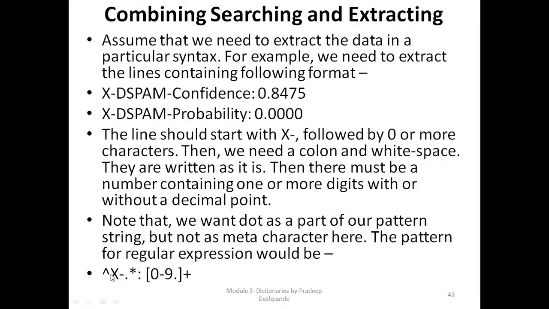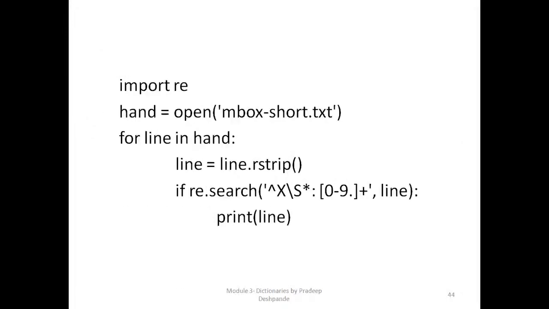A regular expression would be like: caret symbol, X hyphen, dot star any number of characters, colon, a white space, then 0 to 9 dot 0 to 9. The same you can write in the program. Import and open the same file, that is short.txt. We are just removing the white space here. Then re.search, the same caret X, any number of characters, then a colon, white space, 0 to 9, dot, plus, line.